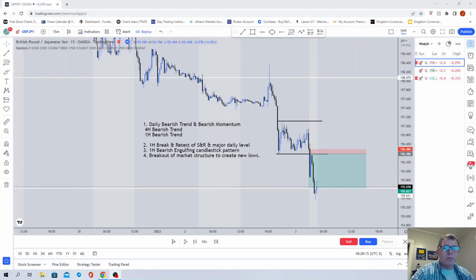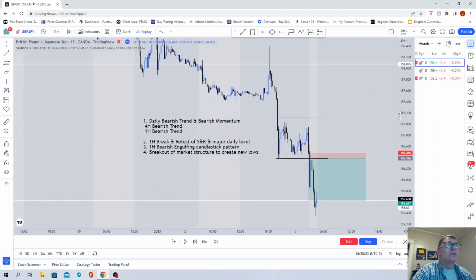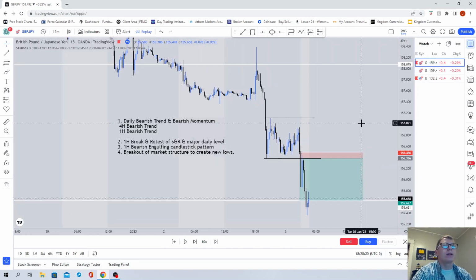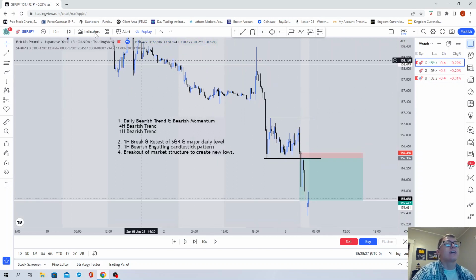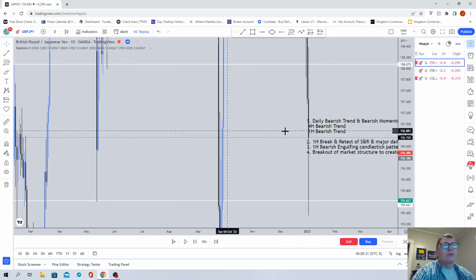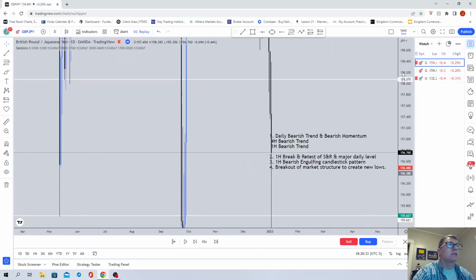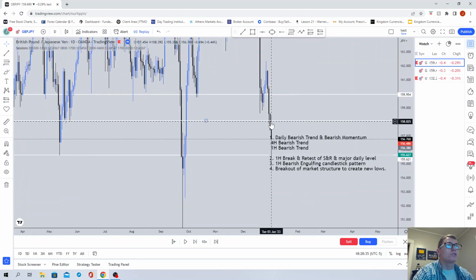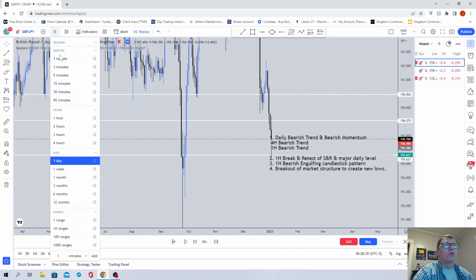All right, so jumping over to the charts, we're going to use the example that we used in the previous video, this move that I got on Tuesday, and I just want to show you the confluences that I had going into this trade and how I used those to take advantage. So we know that on the daily we had a daily bearish trend and also the previous day closed bearish, so we have bearish momentum there. And then obviously we had a 4-hour bearish trend, and then the hourly was also bearish.